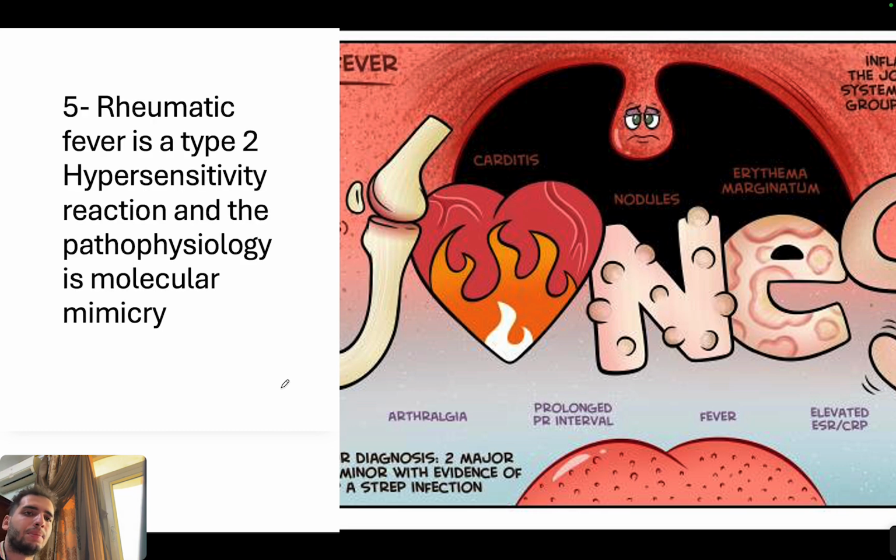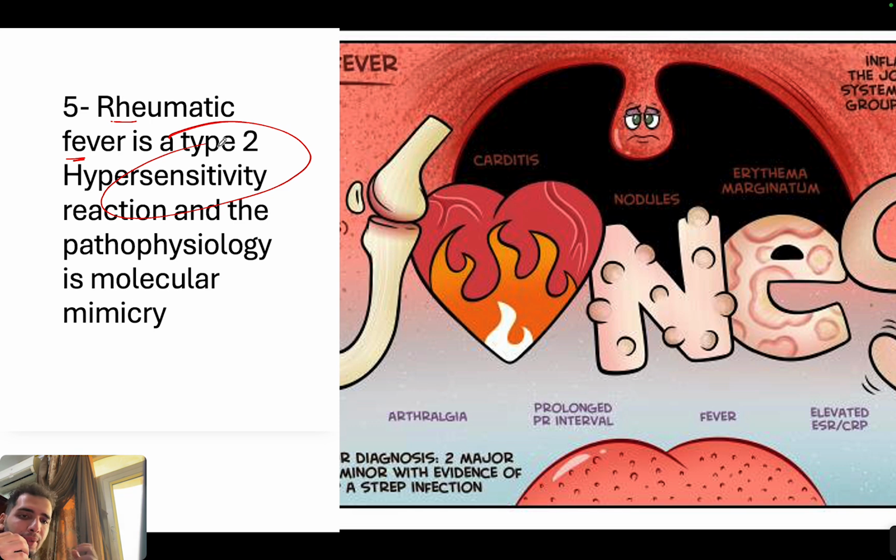Now, the other concept, or the fifth concept, is rheumatic fever. You need to know it's a type 2 hypersensitivity that happens after strep infection. Because a strep infection can cause two things. It can cause either rheumatic fever, which is a type 2 hypersensitivity reaction, or it can cause post-streptococcal glomerulonephritis, which is usually a type 3 hypersensitivity reaction from complements, okay?